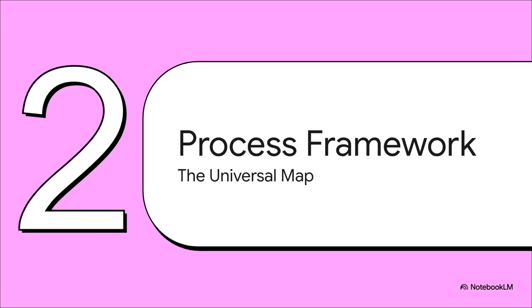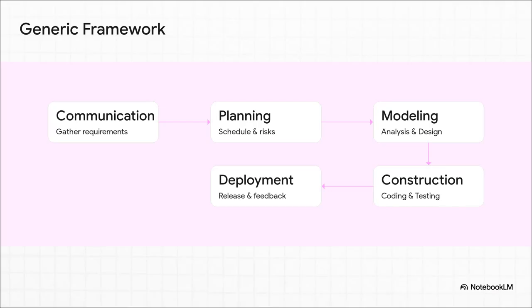Moving right along to Section 2, the generic process framework. So almost every software methodology out there actually follows the exact same universal map. It's made up of 5 essential framework activities. Chronologically, we kick off with communication, then we move to planning, slip into modeling, follow that up with construction, and finally deployment. And it doesn't matter if you're building a tiny calculator app or a massive enterprise-level platform, these 5 steps, they form the absolute backbone of your development cycle.